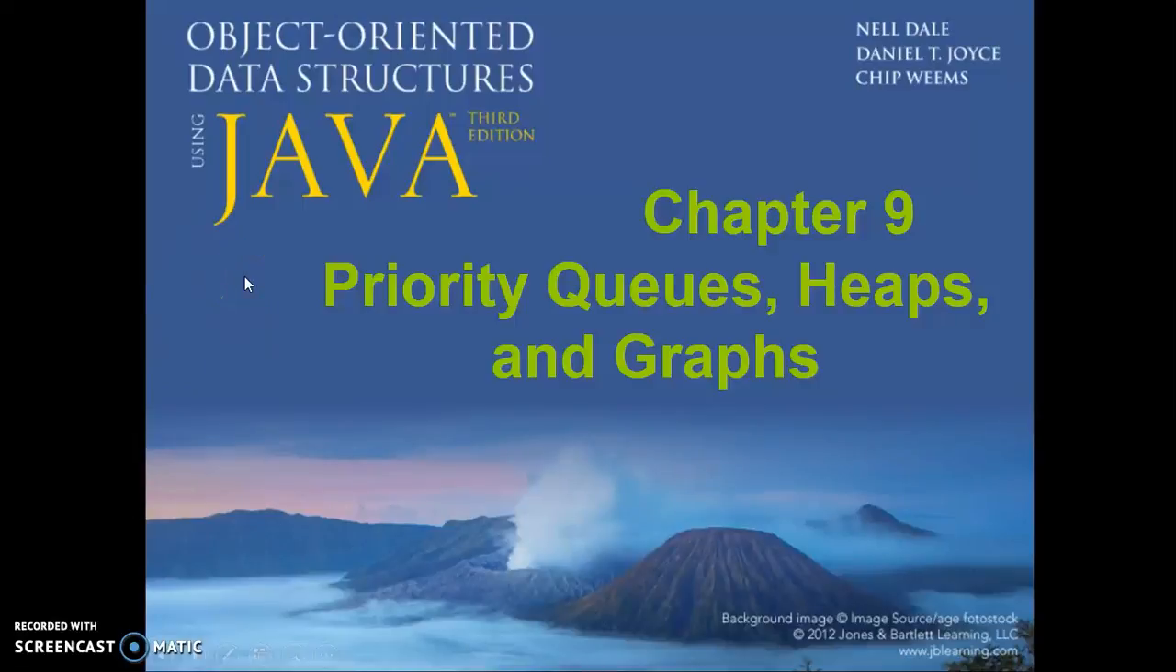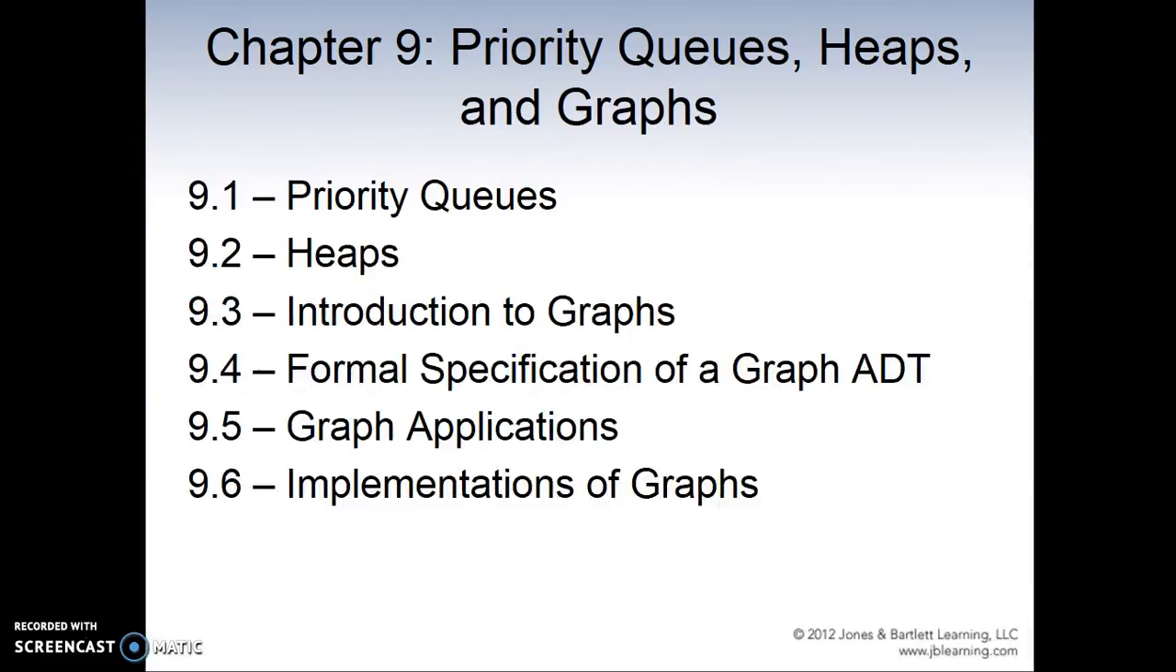So it's chapter 9 here. In this structure we can talk about priority queues, heaps, and graphs. Let's review again. Priority queue is based on priority. When we queue, it's just like a queue operation. We have DQ and enqueue. But when we DQ, we're going to DQ the highest priority out first.